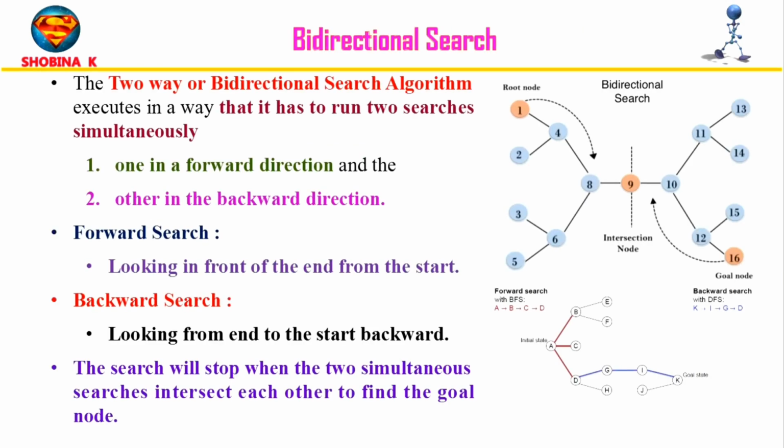Next, we have bidirectional search. The bidirectional search algorithm runs two simultaneous searches, one from the initial state called forward search and the other from the goal node called backward search. This search algorithm replaces one single search graph with two small subgraphs. So here we have two searches. One starts from the initial vertex and the other starts from the goal vertex. The search stops when these two graphs intersect each other.